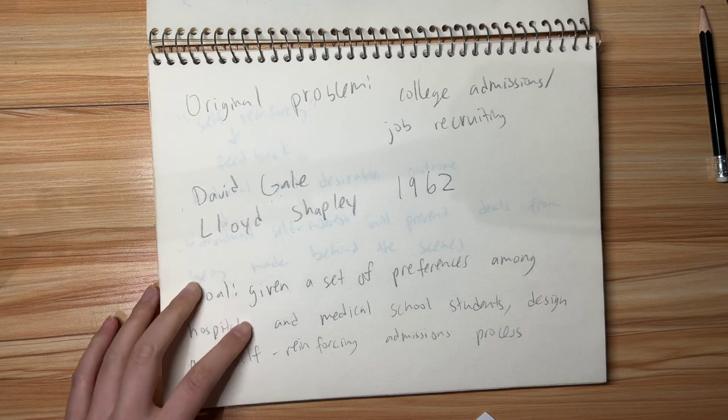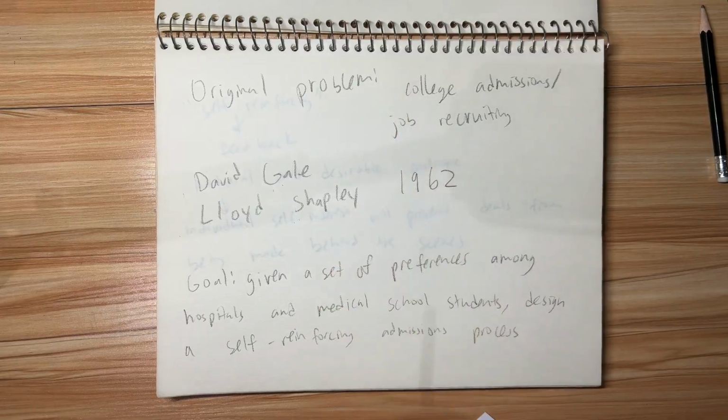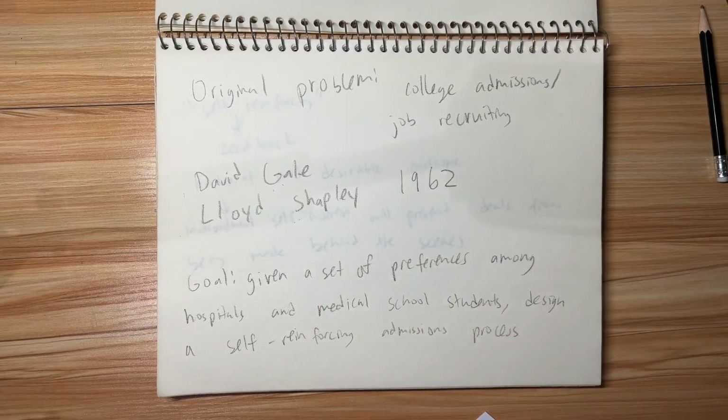Or, in the college situation, how do we prevent the case where one college prefers another student over the student they currently have, and the student in question also prefers that college over the college they are attending?